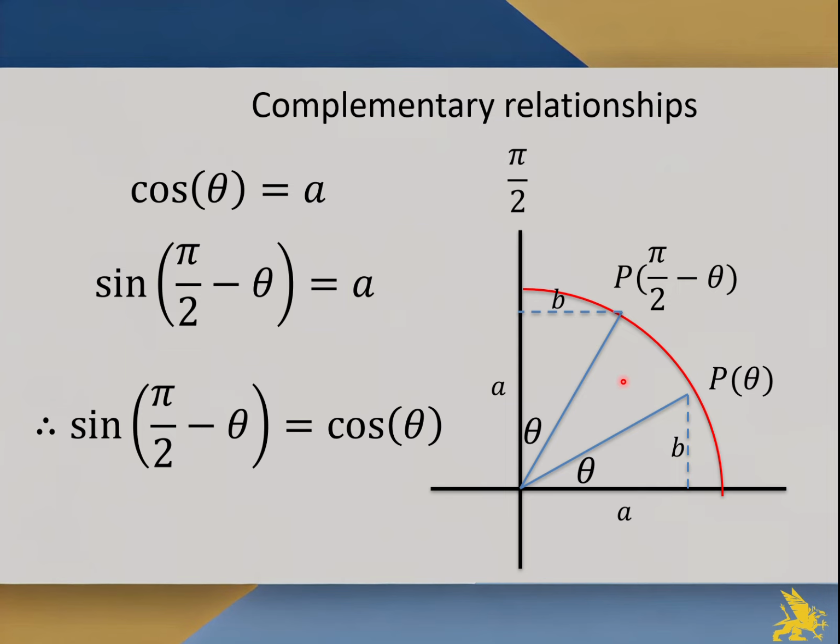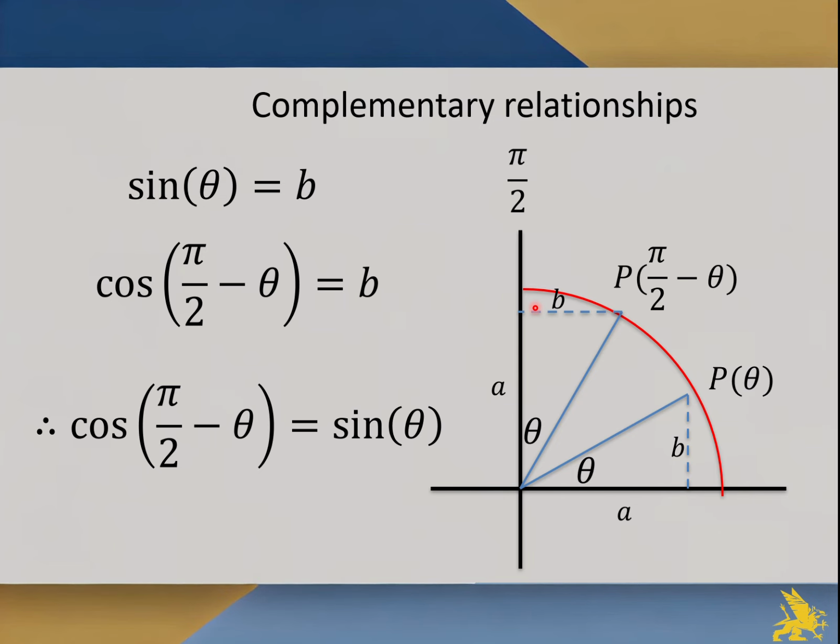Now this is referring to our A value. We are going to have to find a complementary relationship with our B value. Here our B is referring to our sine, so we will have sine theta is equal to B. Now if we are going across from this side, from pi over 2, that B value is turning into our adjacent, which is our cosine. So it'll be cosine of pi over 2 minus theta is equal to our B value. So that is our second complementary.